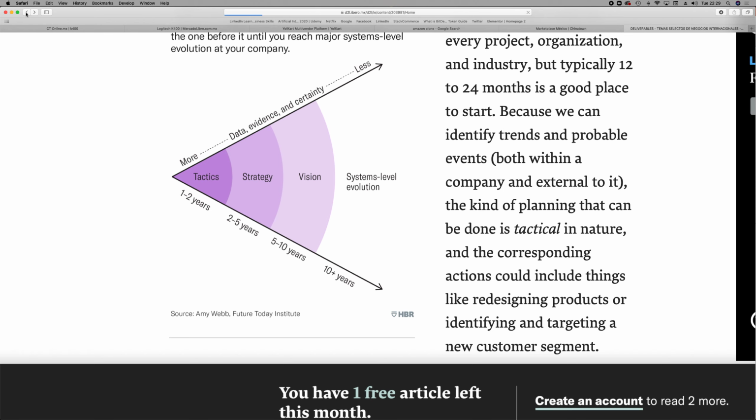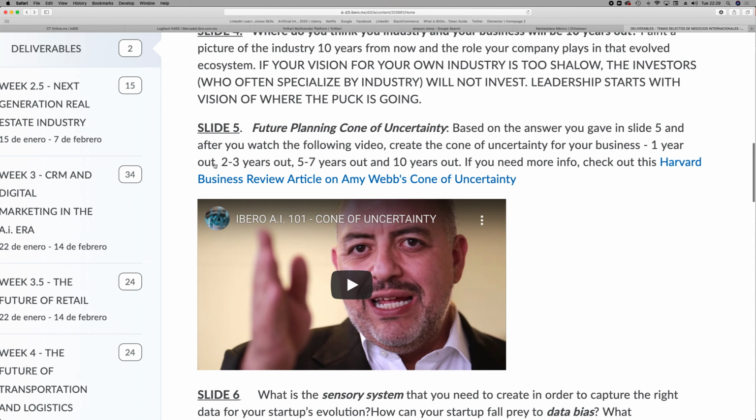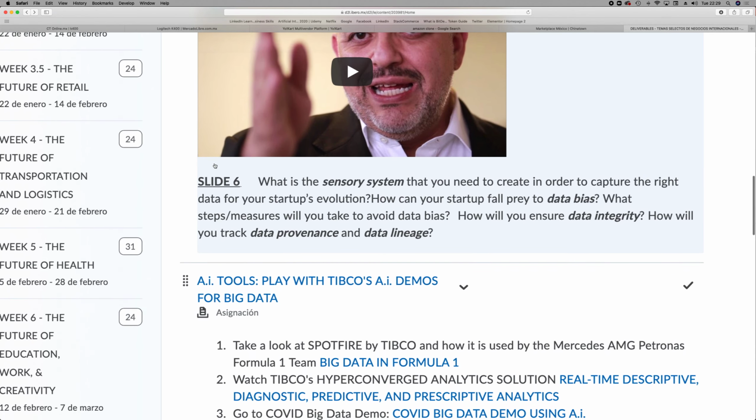and then slide number 6 is the Maurice Conti video. What is the sensory system that you need to create in order to capture the right data? I mentioned the mezcal brand with the sensor on the bottle, so when you pour, you can actually know what's coming out of the bottle and when, and it's generating all sorts of data. And then there are other questions about data bias, which is one of the biggest problems with data, how to ensure data integrity, data provenance, data lineage, etc.